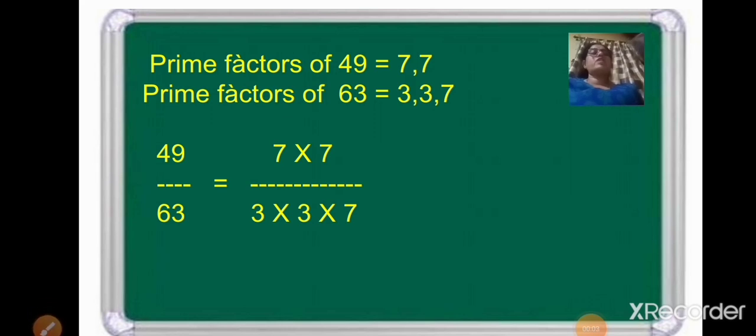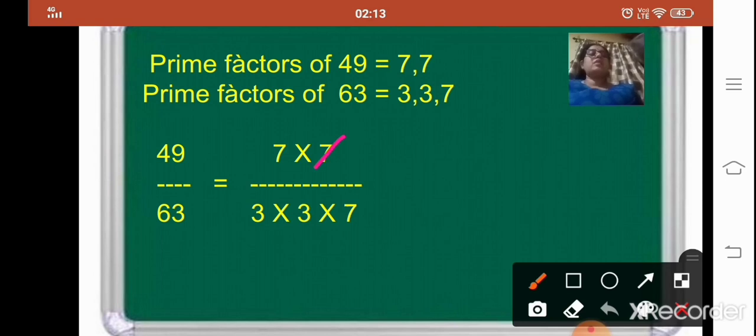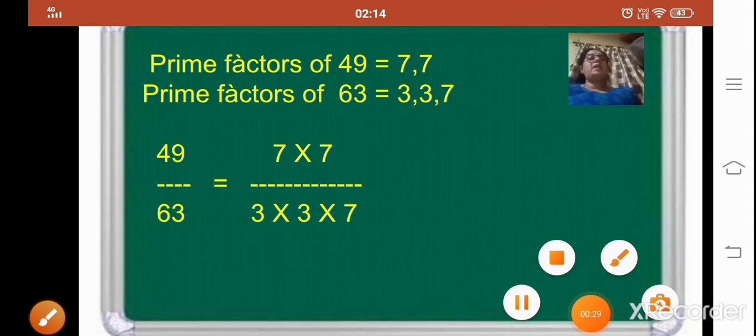That is, prime factors of 49 is 7 and 7 and prime factors of 63 is 3 into 3 into 7. Okay. Now you can cancel these common numbers, that is 7 and 7. So your answer is 7 upon 3 3s are 9. So I have reduced it to the lowest term. So coming to the next one.